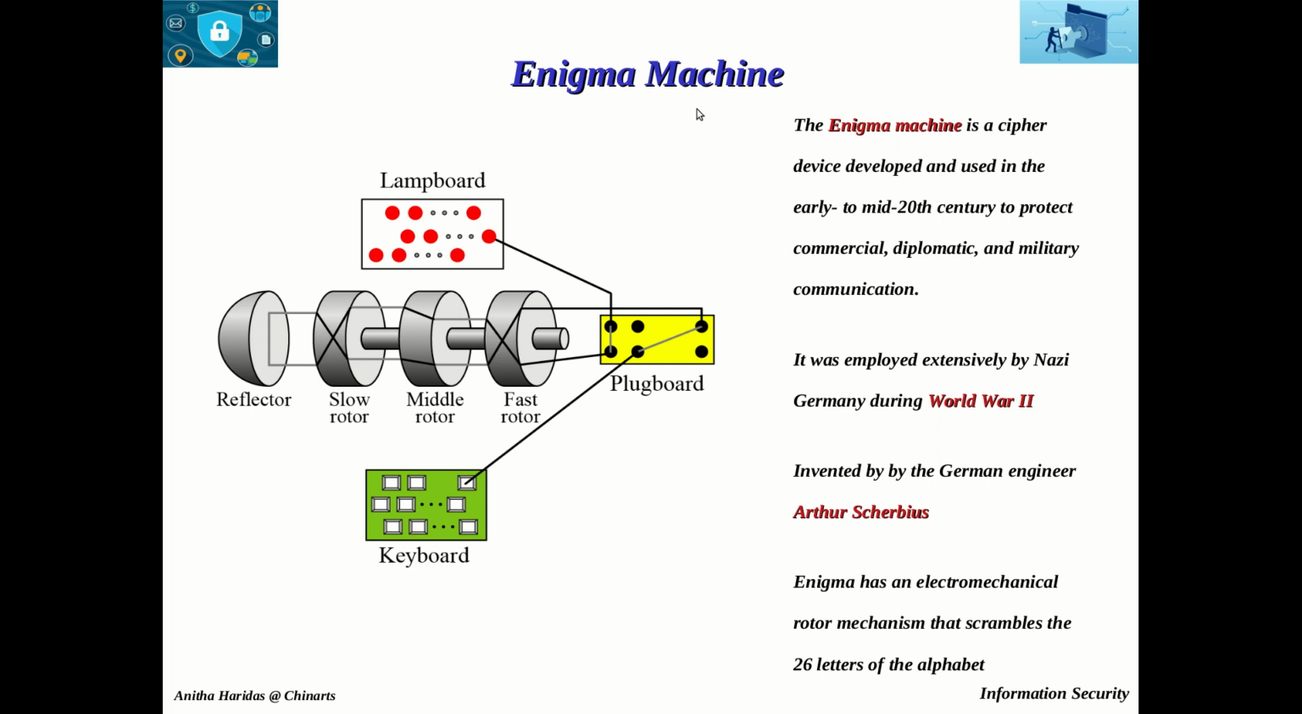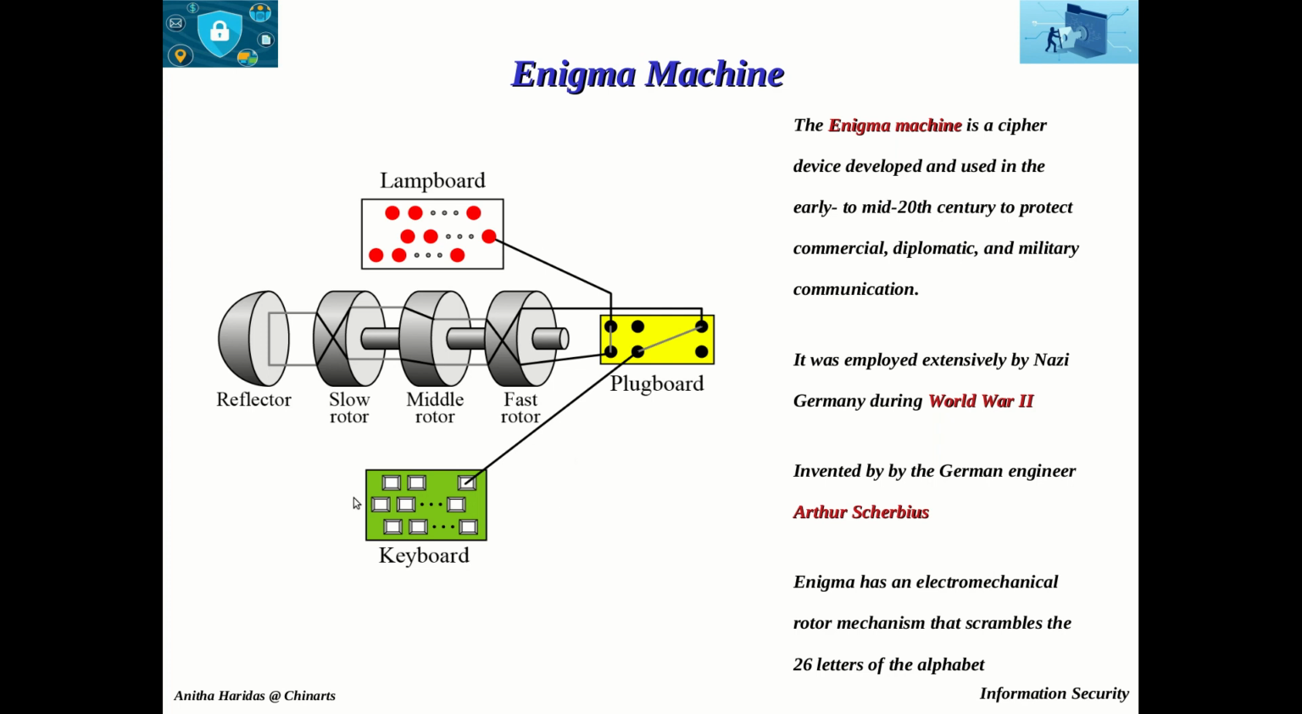Now another polyalphabetic substitution cipher is the Enigma machine. This is a machine which was originally invented by Scherbius, and this Enigma machine is a cipher device developed and used in the early to mid 20th century to protect commercial, diplomatic and military communication. It was employed extensively by Nazi Germany during World War II, and it was invented by a German engineer, Arthur Scherbius. And this Enigma has an electromechanical rotor mechanism.